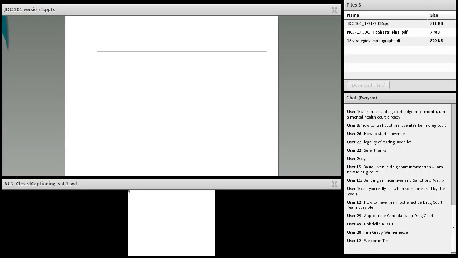All right, so today we are going to talk about the key elements of the juvenile drug court. We're going to describe how a juvenile drug court can improve responses to and outcomes for court-involved youth. And we're going to identify the appropriate target population for the juvenile drug court. And you'll see on my slides that I abbreviate juvenile drug court as JDC, and that's what I mean when I say that.